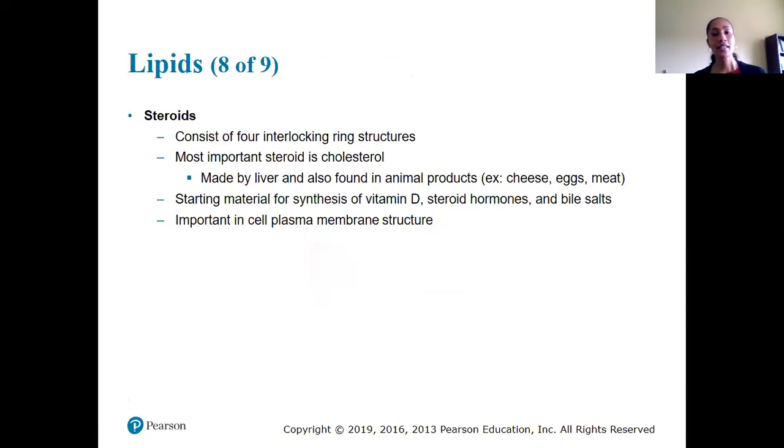All right, steroids, they consist of four interlocking ring structures, and the most important type of steroid that we have in the body is cholesterol.